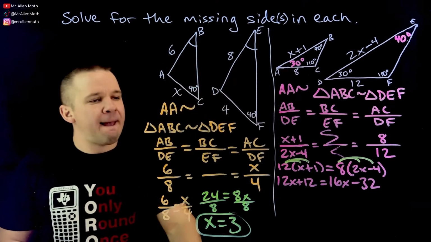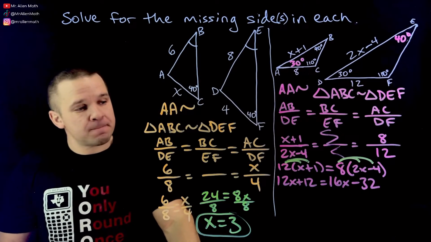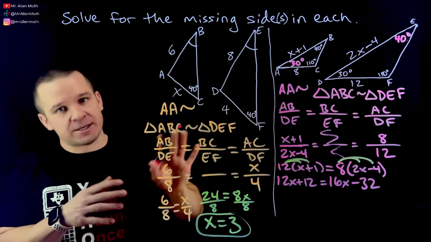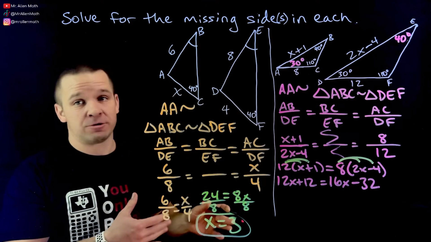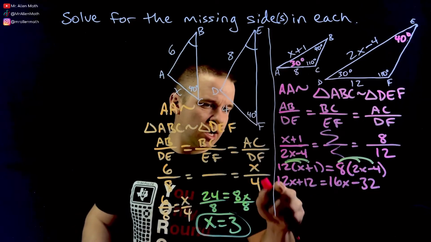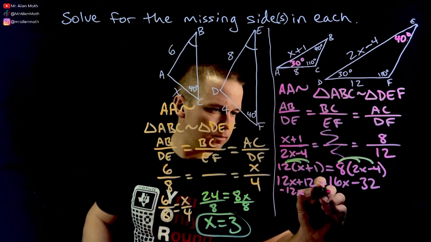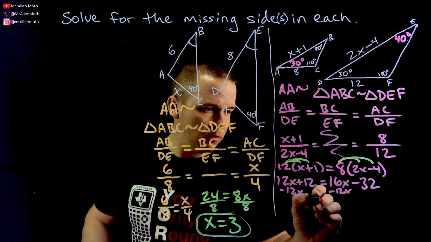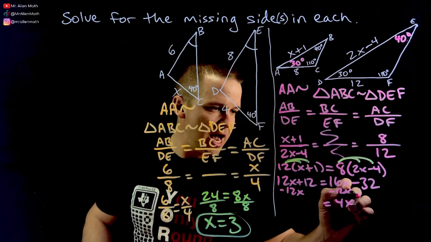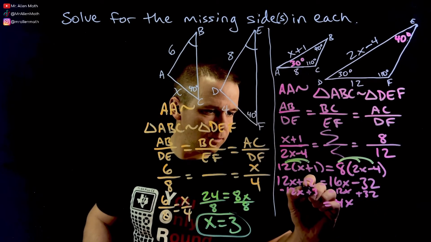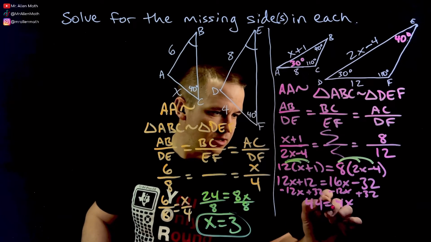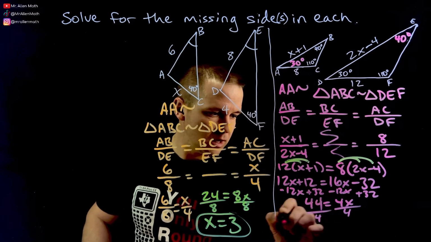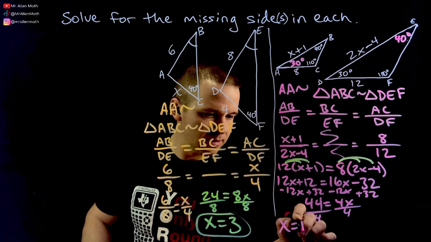Okay. So now I got to solve for x. It's a linear equation, so we'll get the x's on one side, numbers on the other, rather than a quadratic where we got to set it equal to 0, factor, and solve. So let's go ahead and subtract 12x. That will give me 4x over here. Add 32. That's 44. Divide by 4. And we get x equals 11.